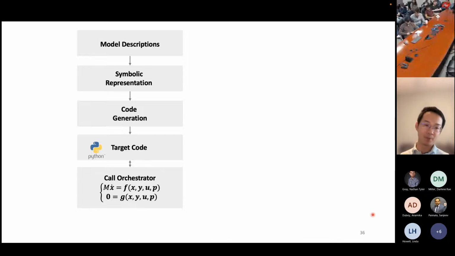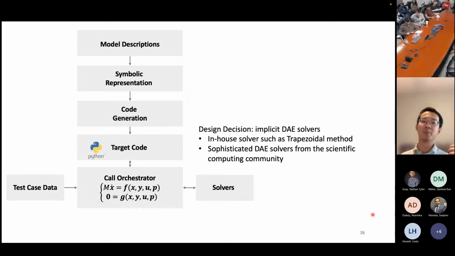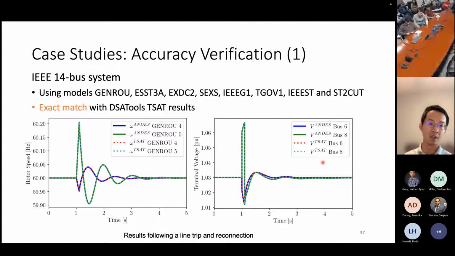To make it simulate, we need to provide the input data for the cases and call the solvers. We made one design decision by using implicit DAE solvers because, first, they're numerically stable, and second, they don't involve the manipulation of the Y matrix. The other benefit is that we can utilize sophisticated DAE solvers from the scientific computing community.